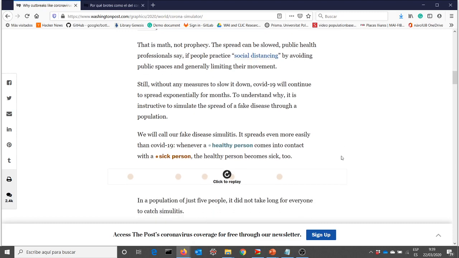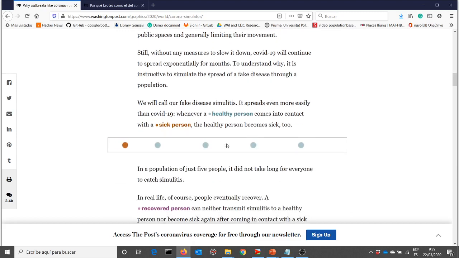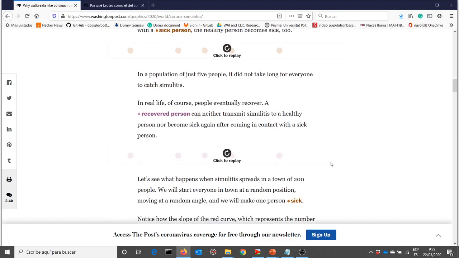clearly that we have healthy people, but then a sick person, this in brown, might get in contact with other people, and then they might become sick also. He also introduces the concept of recovered person, which means they are already immune. That means that after being sick, you might recover, and that is translated in a different color.